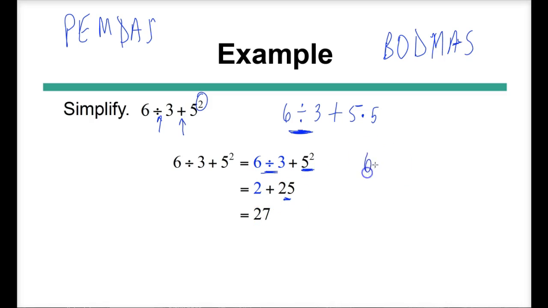If we would have taken the other way of doing it, then we would have said 25 is here. And then after that, we would have said 6 divided by 3 is 2. And you see, we still would have got 27 as an answer.